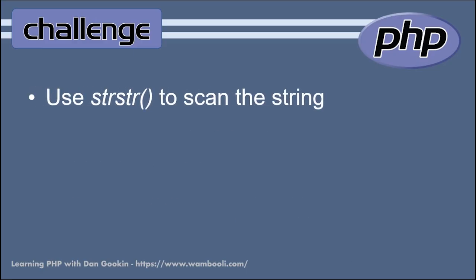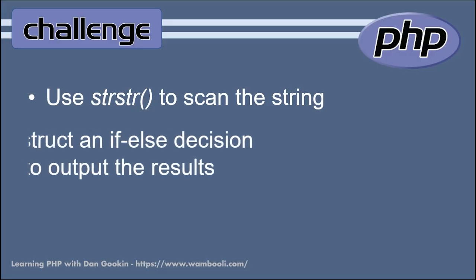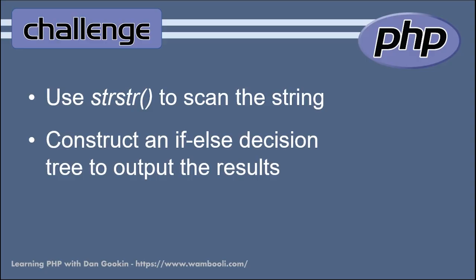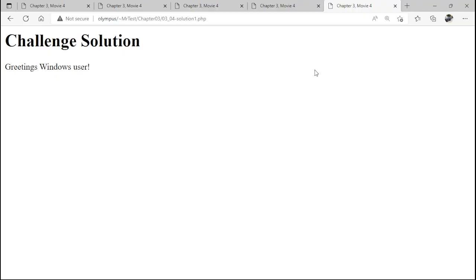Use a string function to scan the HTTP_USER_AGENT string to determine the connecting computer type. You can review this function's arguments in the online PHP documentation, good practice. Construct a decision tree using if and else statements to output the results. When you're done, compare your solution with mine, output shown here for a Windows computer.